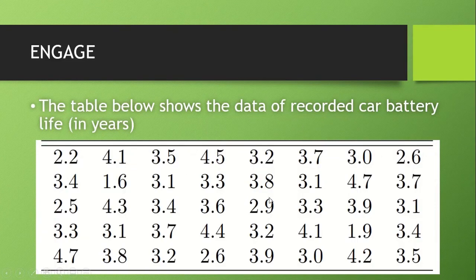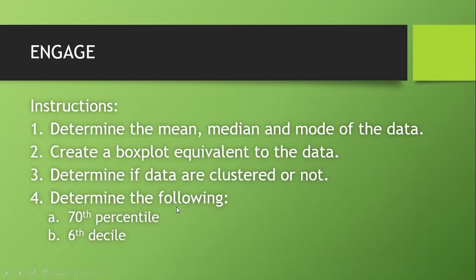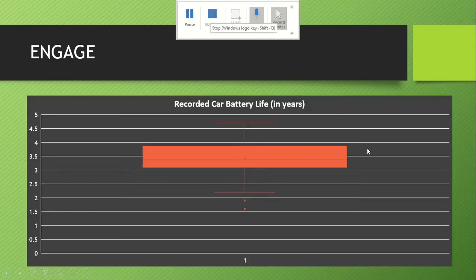Okay, this will be for your Engage. Answer this in your module. Determine, based on this data here, count the number of data. I think it's still 40. Based on the data here, determine the following: the mean, median, and mode. Create a box plot. Check if data are clustered or not, and calculate the 70th and 60th percentile. By the way, these are the answers.